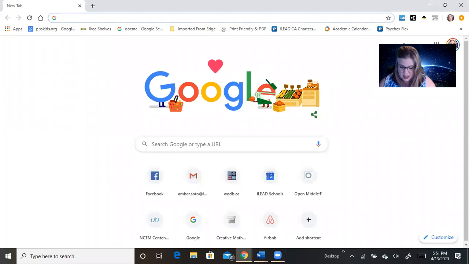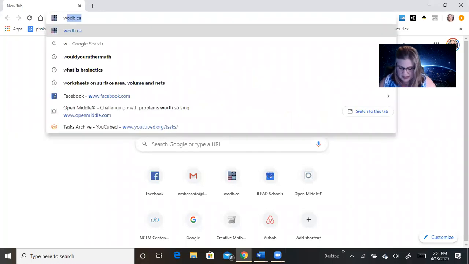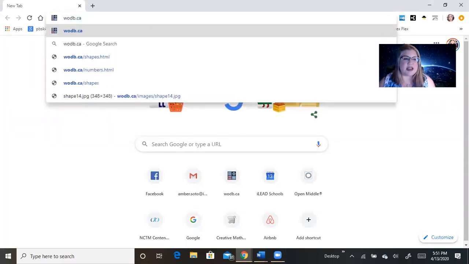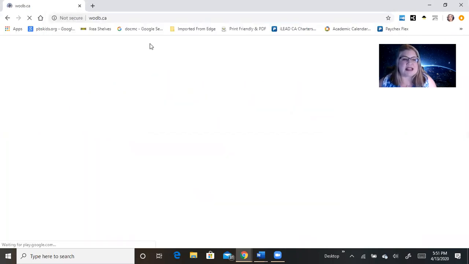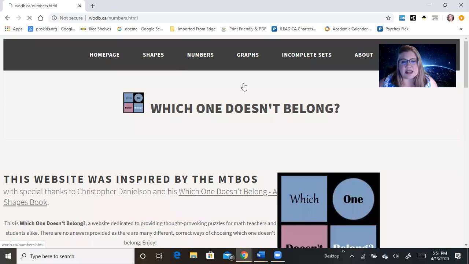I want to continue using the strategy that I've been talking about the past couple days, which one doesn't belong. I want to continue to be able to use the online resources. So we want to go back to that same page. If you remember which one doesn't belong, wodb.ca is the page that we went to. But last time we did shapes. Today I'm going to try the numbers category and see what we can find.